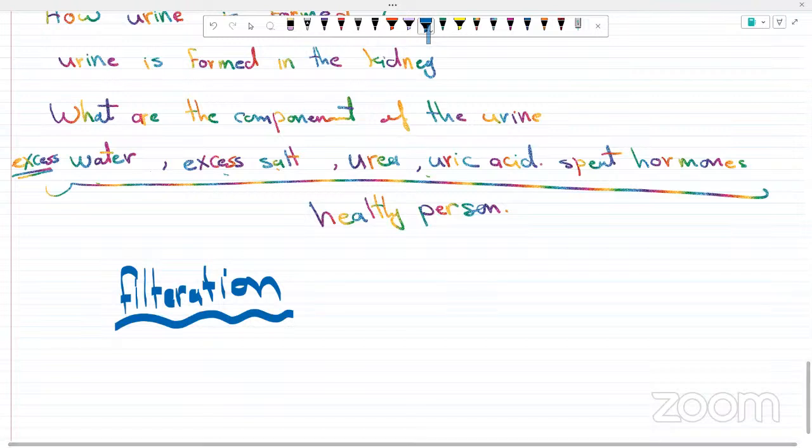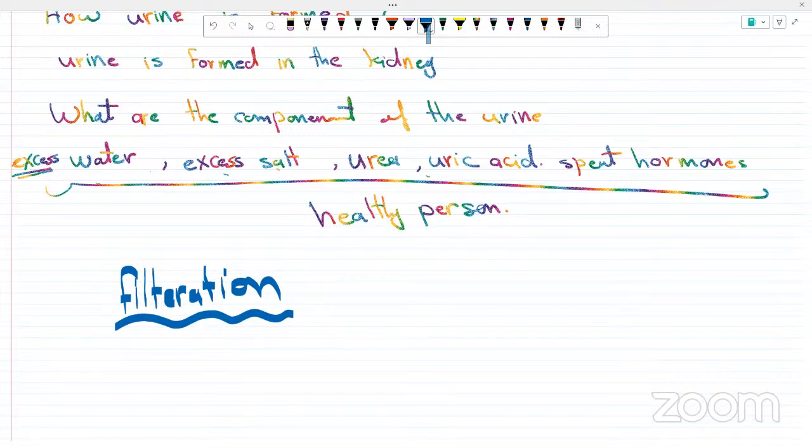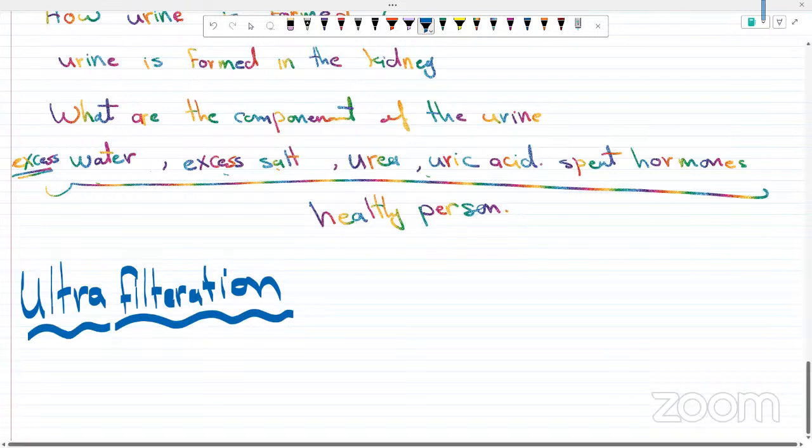Okay? And here the filtration is not like the filtration which is done in the lab by filter paper and flask and beaker. No, this filtration must happen under pressure. That's why it's called ultrafiltration, right? Meaning filtration under pressure. Okay? How does filtration happen under pressure?